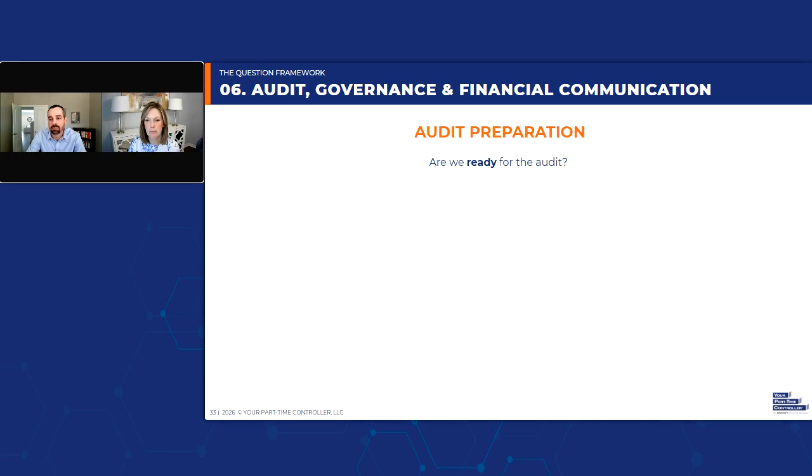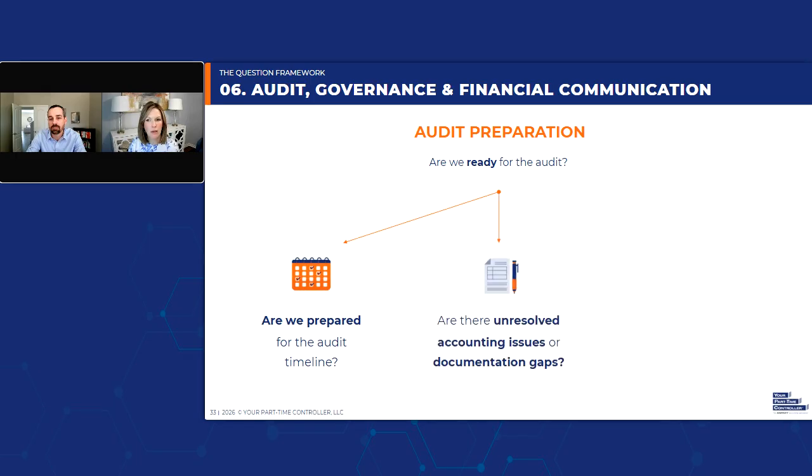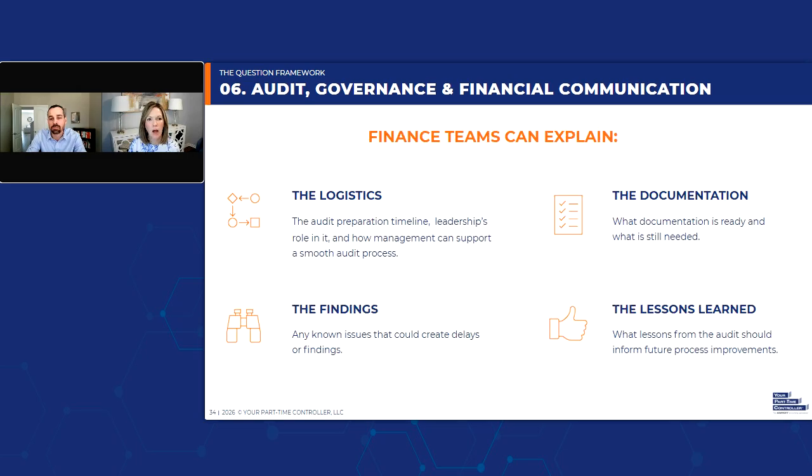The finance team might interpret that as, are we prepared for the audit timeline? Are there unresolved accounting issues or documentation gaps? And where have auditors raised concerns in prior years? On the finance side, here's what your team can walk leadership through: the logistics, the audit prep timeline, the role leadership and departments outside of finance need to play, and how management can support a smooth process.